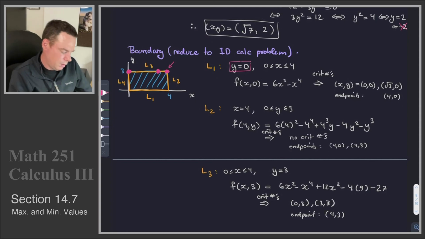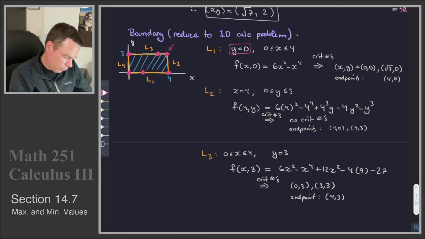And maybe I'll fill in the special points that we found on the boundary. For the L2 boundary curve, it was just the endpoints, 4, 0 and 4, 3, so I don't need to include that upper right-hand endpoint twice. For the lower one, it was 0, 0, which also is an endpoint, then square root of 3 and 0, which is somewhere around there, and then the endpoint 4, 0. So we're just walking our way around the boundary, solving 1D calc problems as we go.